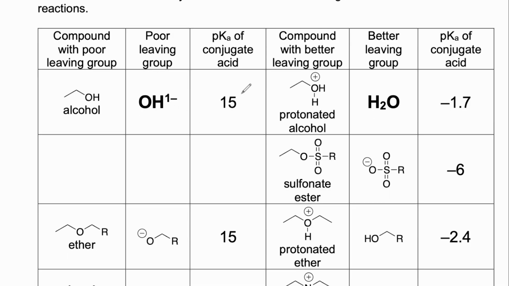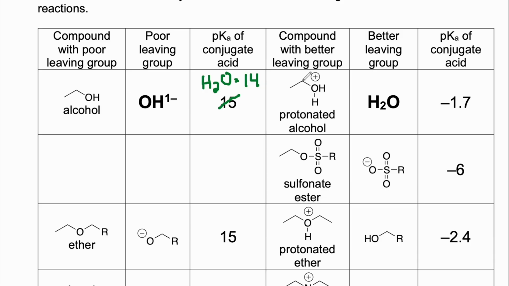All right, I should probably fix this one over here, because the conjugate acid of hydroxide is water, which has a pKa we know of 14, not 15. But still, that is not a very strong acid, and so hydroxide is a pretty strong base, making it a very poor leaving group.